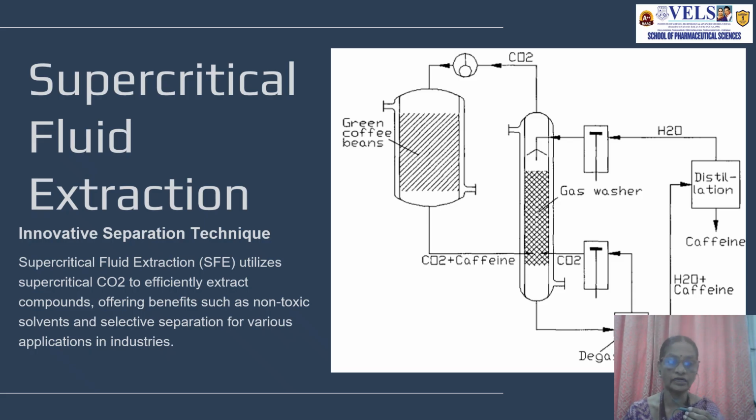Supercritical fluid extraction is an innovative separation technique. Here we can use it for the isolation of alkaloids, decaffeination, and terpenoids. Any substance, gas or liquid, can act as a supercritical fluid under its critical temperature and critical pressure. When it becomes a supercritical fluid, it has more diffusion and penetration properties. Due to that quality, it can be utilized as a supercritical fluid.